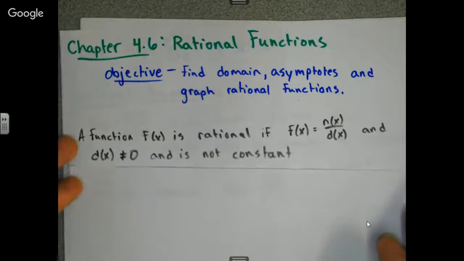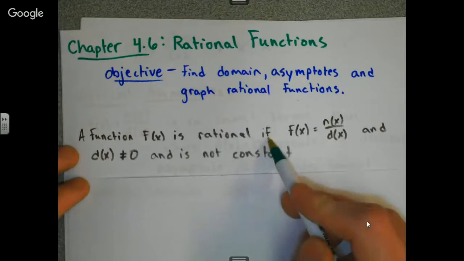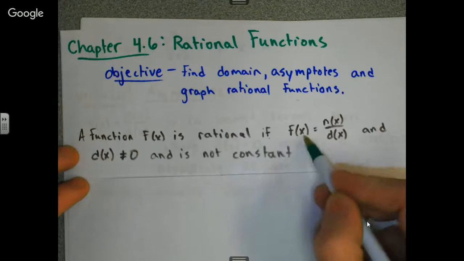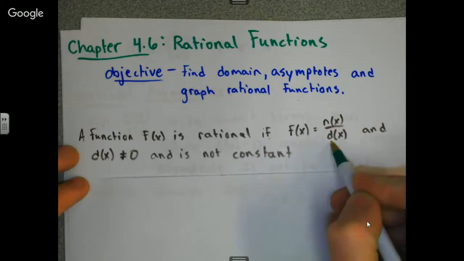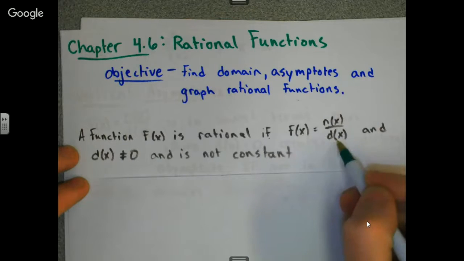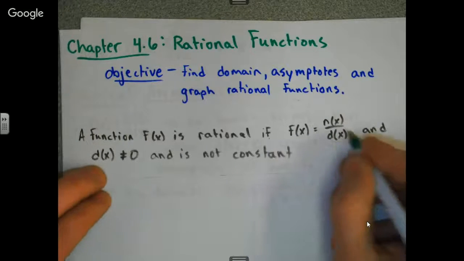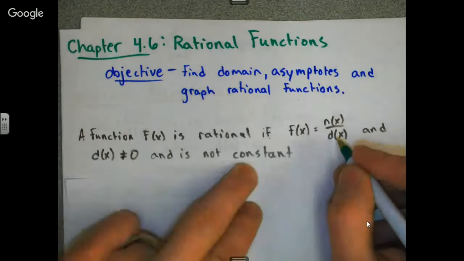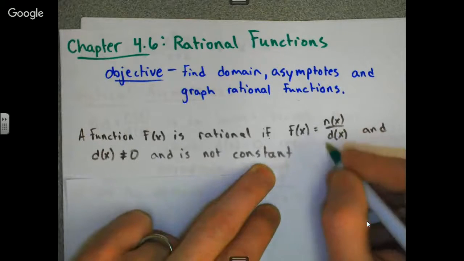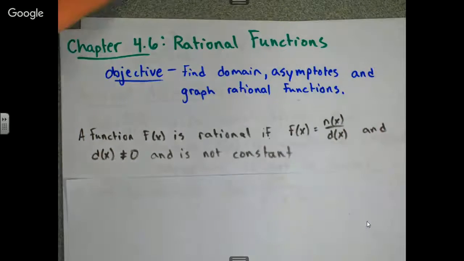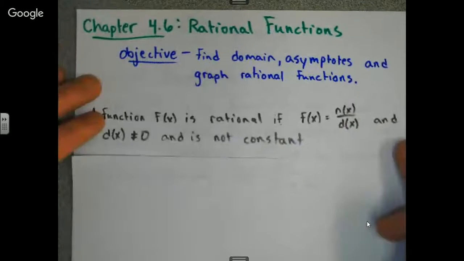A function is rational if my function has a numerator and denominator that are each polynomials. And d of x, my denominator, cannot be 0 and is not a constant. Okay, so it's some kind of polynomial equation with x in it.